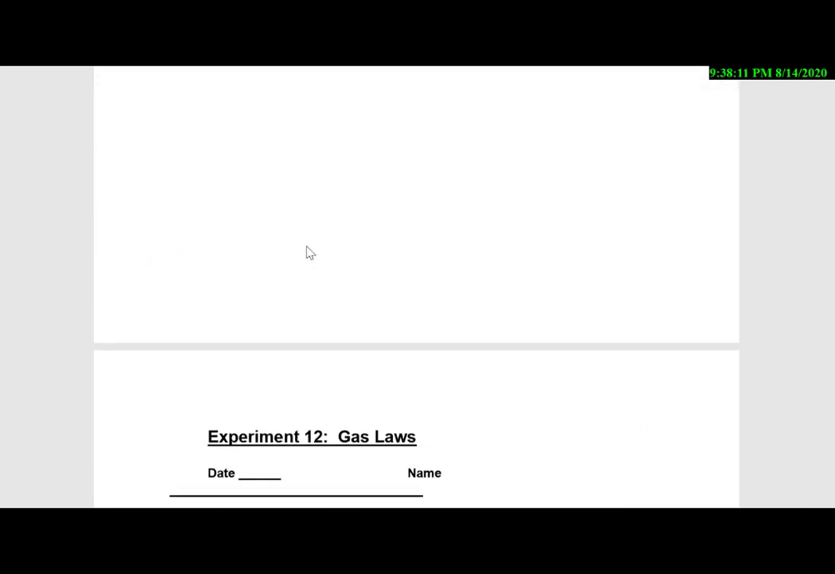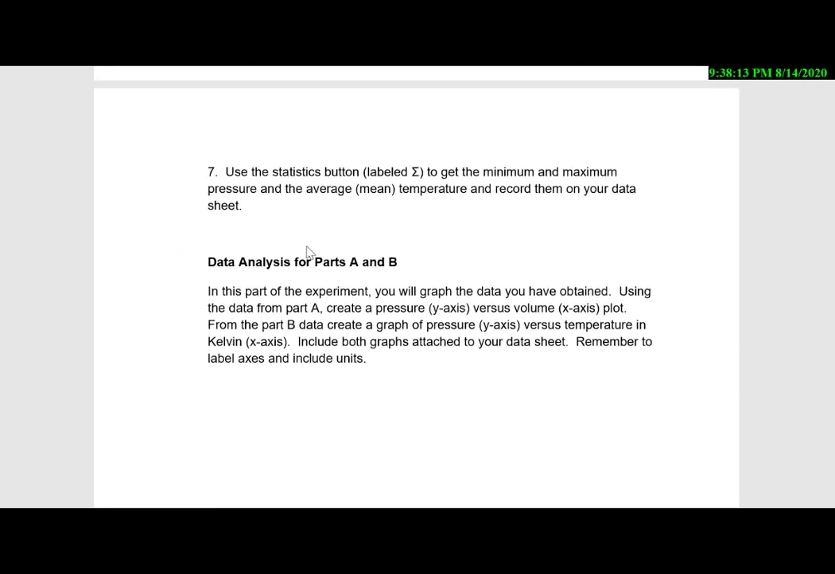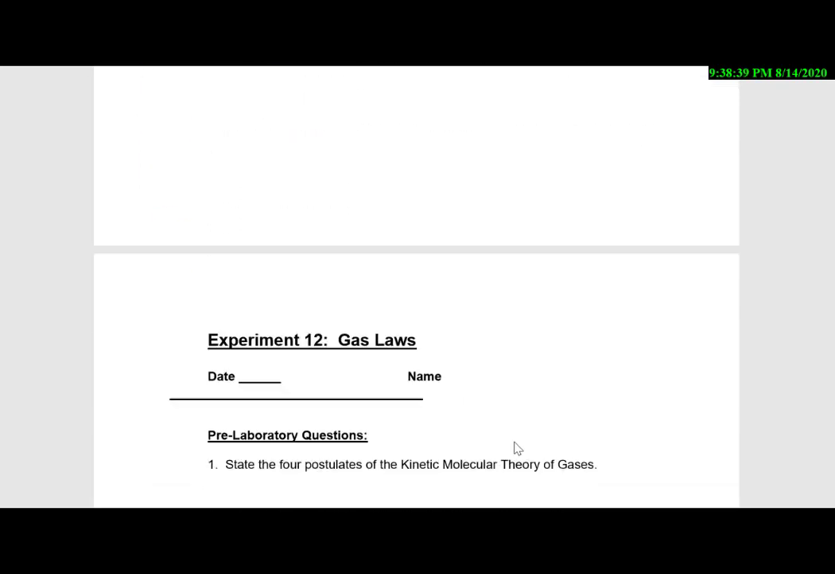So if I scoot back here for a second, one thing you'll want to make sure you don't miss is this right here, where you're going to be making two graphs, one based on part A data that I just talked about, and one based on part B data. And it tells you to put the pressure on the y-axis and the volume on the x-axis. So part A lays that out for you there. And then part B, what we'll see here in a second, is you'll use pressure versus temperature and you'll draw a graph.